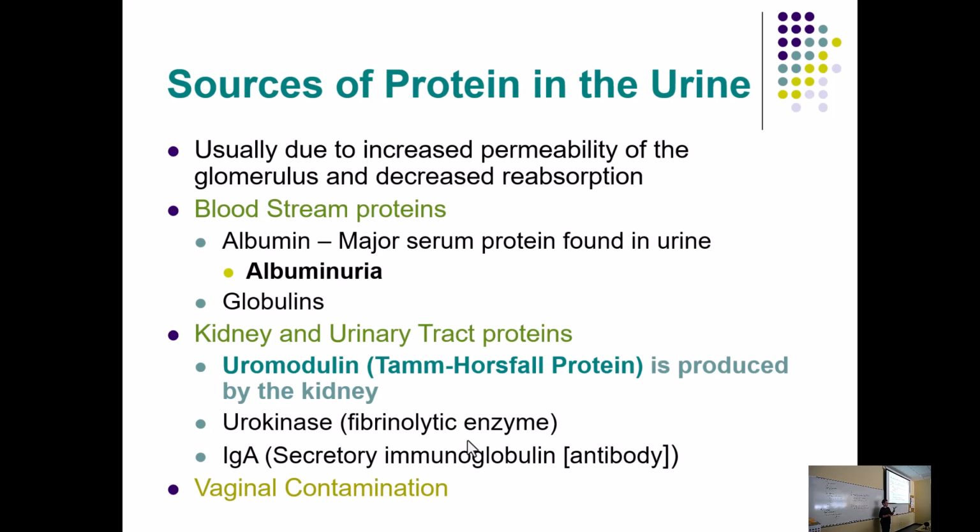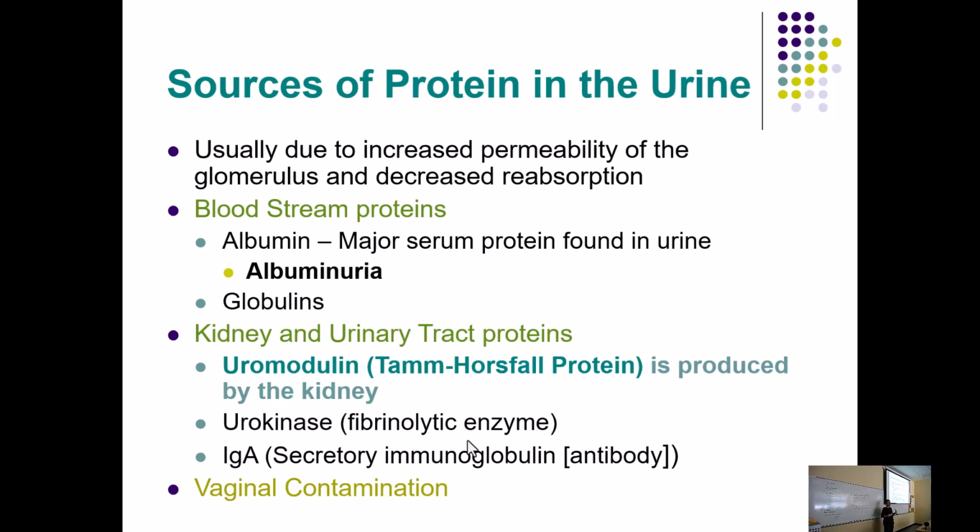Globulins, sometimes we'll see other globulins in the urine. Now, there are kidney and urinary tract proteins that actually are produced in the kidneys and in the urinary tract. Our dipstick method specifically looks for albumin. However, uromodulin used to be called Tamm-Horsfall protein. Every once in a while, you'll still see it referred to as Tamm-Horsfall. If you have to look it up, it'll come up as uromodulin.